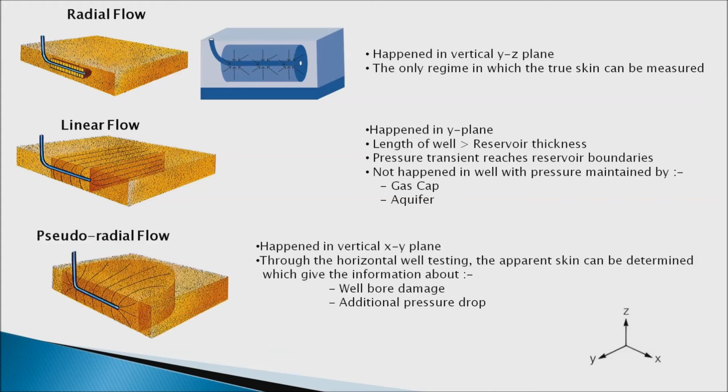Last but not least, pseudo-radial flow, which happens in the vertical XY plane. Through horizontal well testing, the apparent skin can be determined, which gives information about wellbore damage and additional pressure drop. After this, Khalida will give a further explanation about basic flow regimes. Thank you.